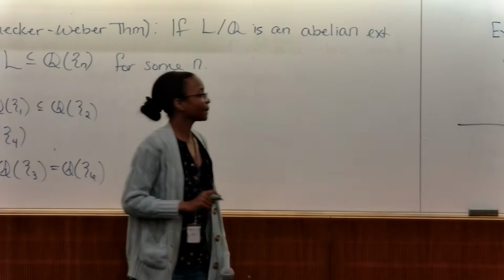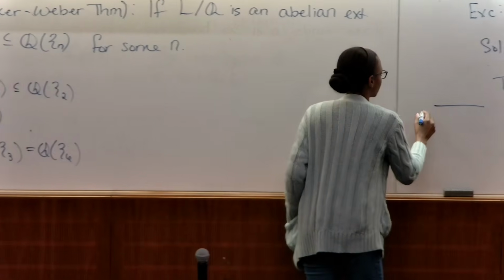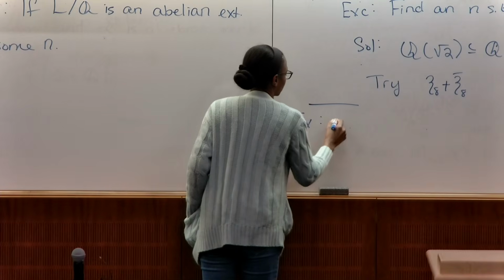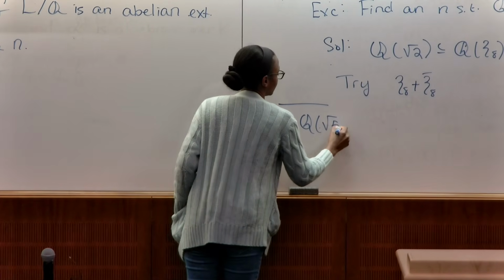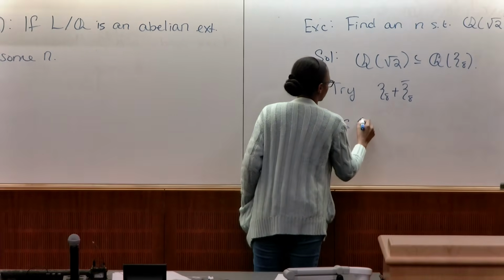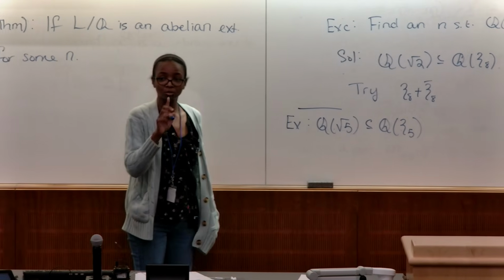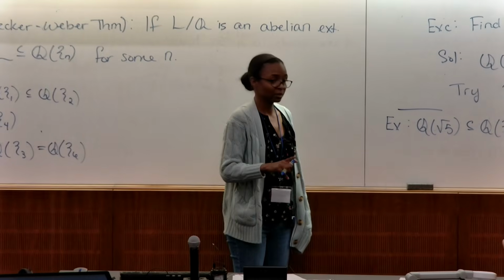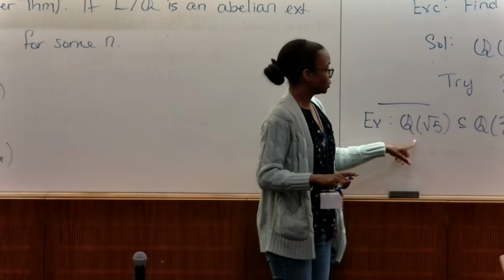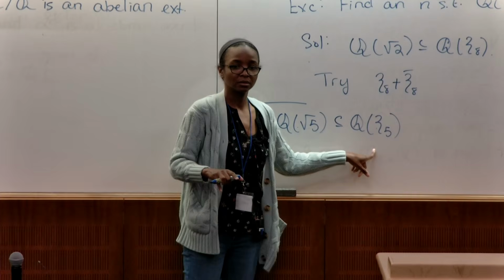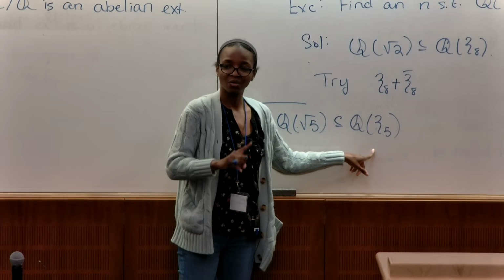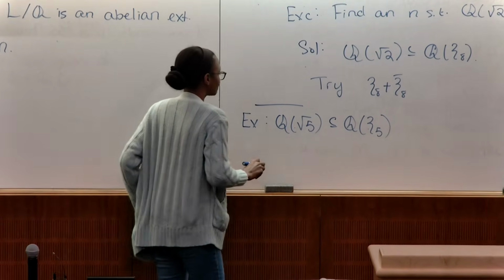5 minutes? Okay. So example, I claim that Q adjoined root 5 is in the 5th cyclotomic field, and do not trick yourself into thinking that Q adjoined square root of P is always in the Pth cyclotomic field. It's not quite that simple.